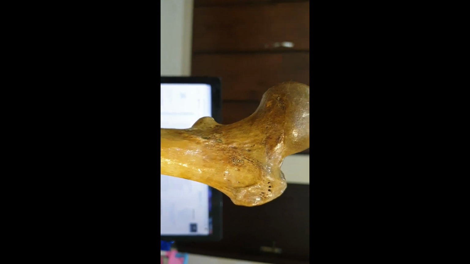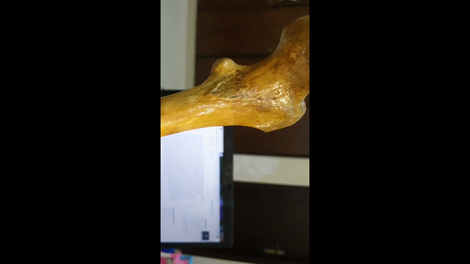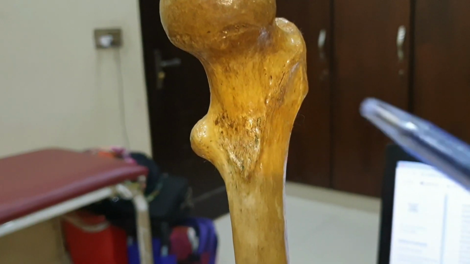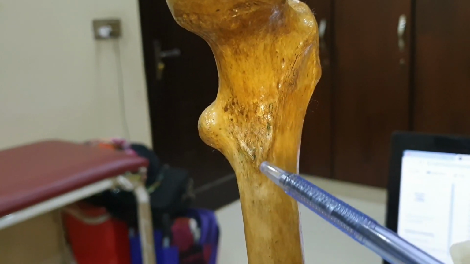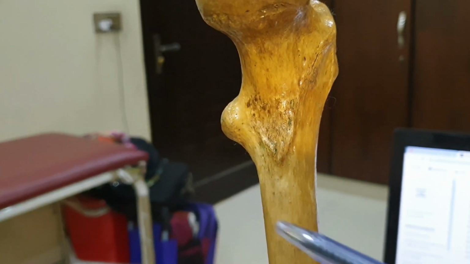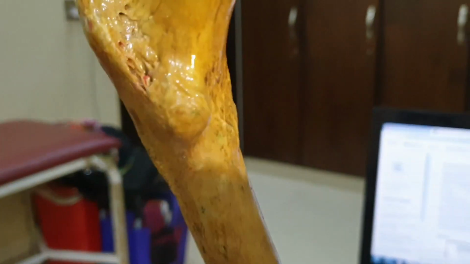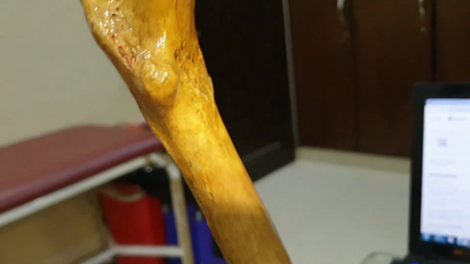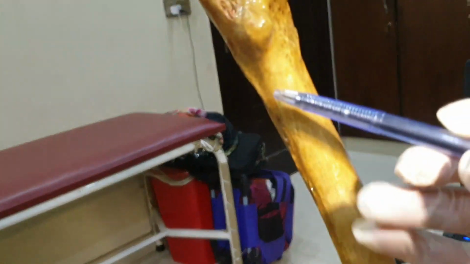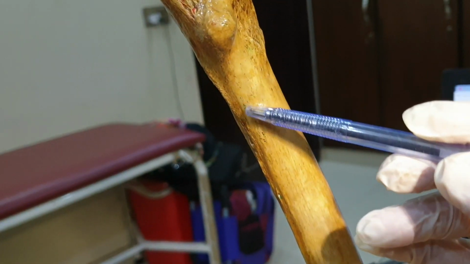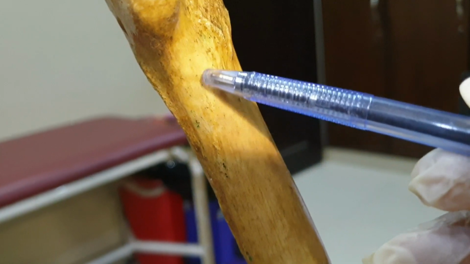This intertrochanteric line starts from the greater trochanter and moves towards the lesser trochanter, and if we move backwards, it comes on the shaft in the form of a spiral line. The intertrochanteric line moves at the back of the shaft of femur in the form of a line which is called the spiral line. So if we move the femur backwards, we can see here that this structure is called the spiral line of femur.